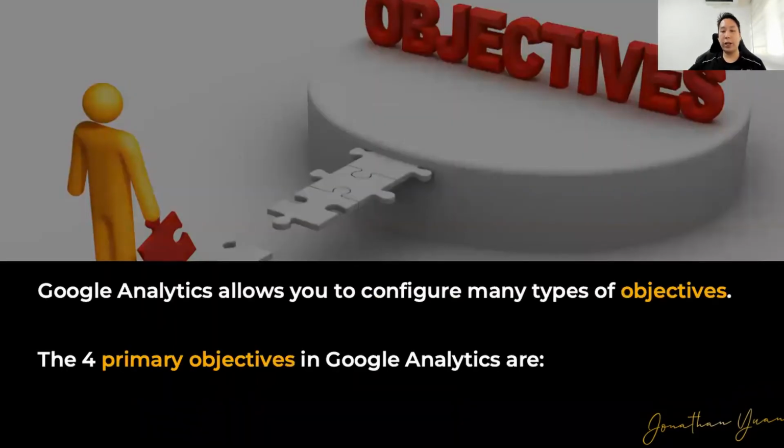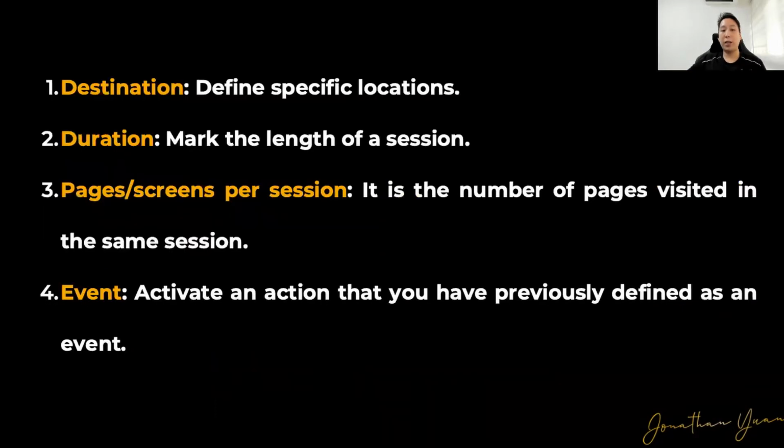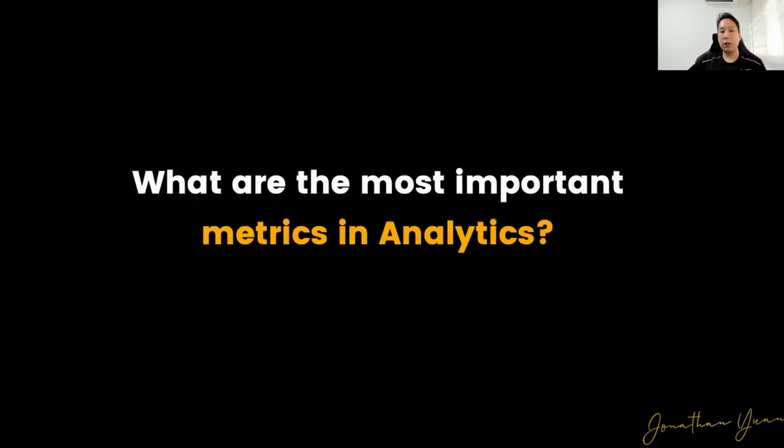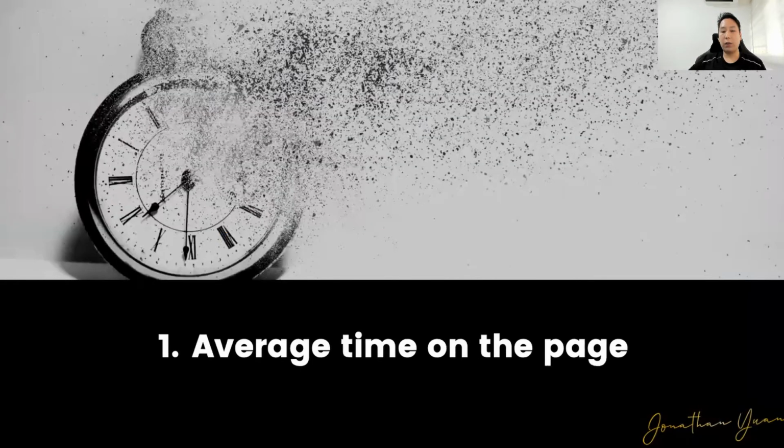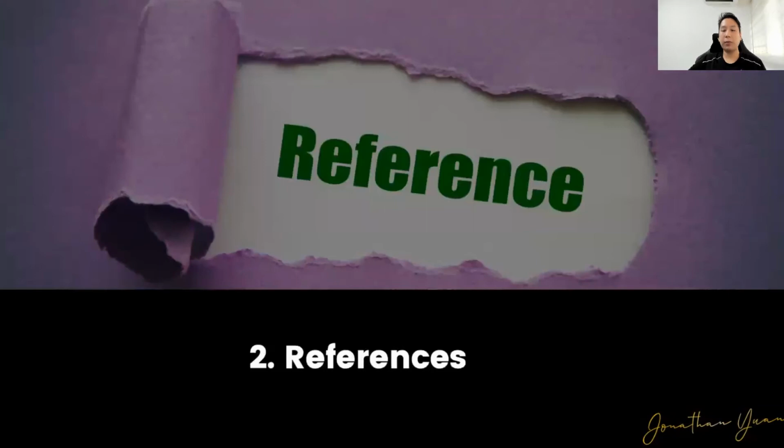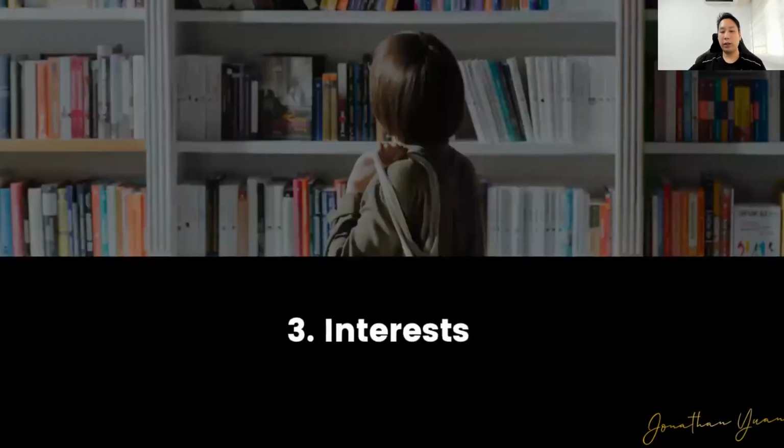Google Analytics allows you to configure many types of objectives. The four primary objectives in Google Analytics are destination, which defines specific locations; duration, which marks the length of the session; pages or screens per session, which is the number of pages visited in the same session; and event, which activates an action that you have previously defined as an event. So what are the most important metrics in Analytics? Of course, the average time on the page, and the reference, the interest.